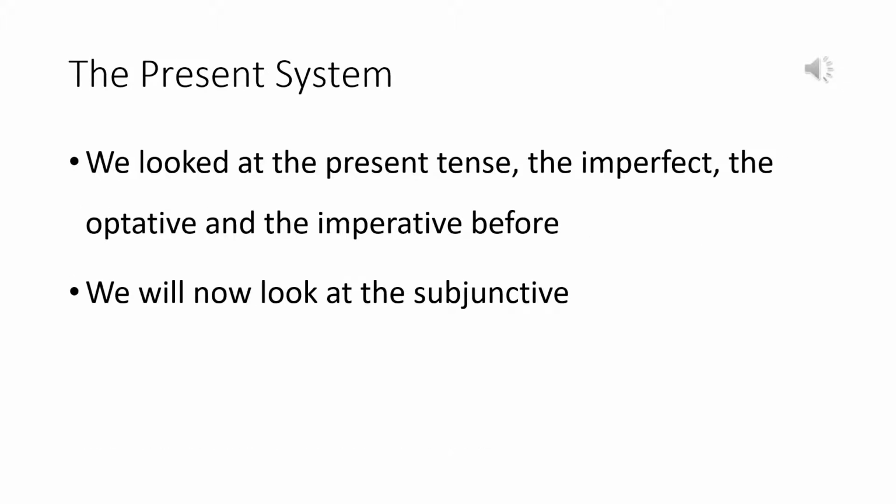We have thoroughly covered the present system already. We looked at the present tense, the imperfect, the optative, and the imperative. Now we will look at the subjunctive.